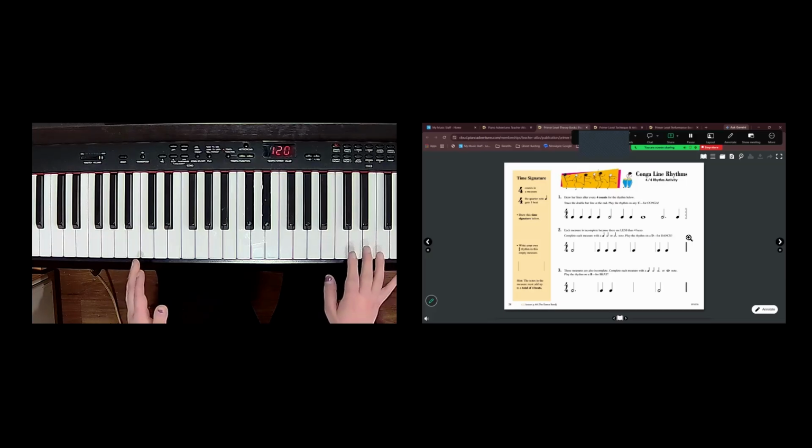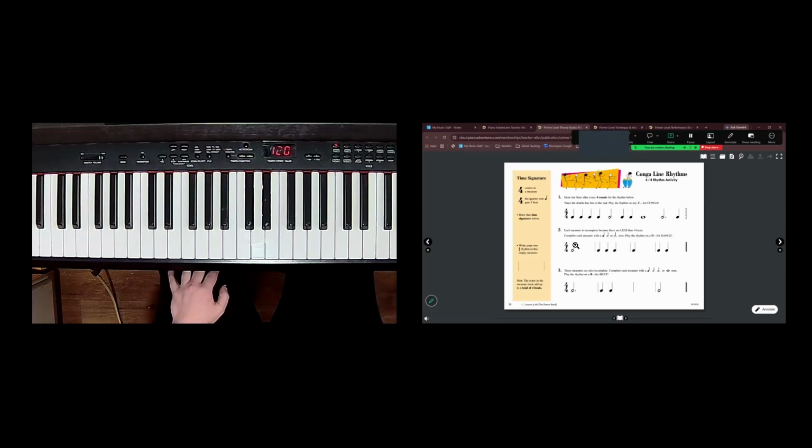Okay? If you want double credit, you could pick 2 C's and play them at the same time. Right? Number 2, each measure has not enough beats, or incomplete beats, because there are less than 4. Complete each measure with either a quarter note, a half note, or a dotted half note. A 1 count, a 2 count, or a 3 count note. Play the rhythm on a D for dance.